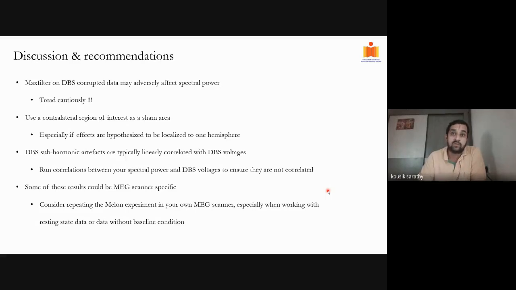So what we would also recommend is that people who want to do a DBS-based experiment, especially without a baseline, should run this melon experiment on their own MEG scanner. It is very important, and it's not very expensive to do. It's a very quick study. You can do it within a few hours, and you should be able to generate these spectral representations very soon. That will give you a very good idea of where the noise sources mostly can be.